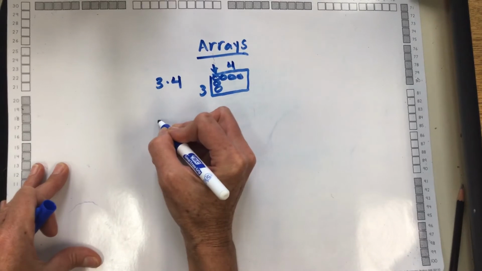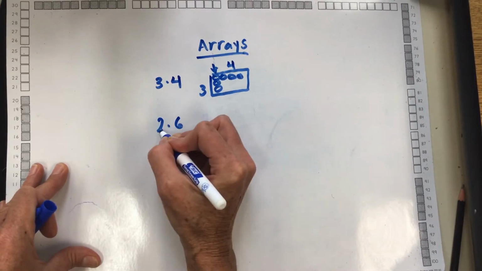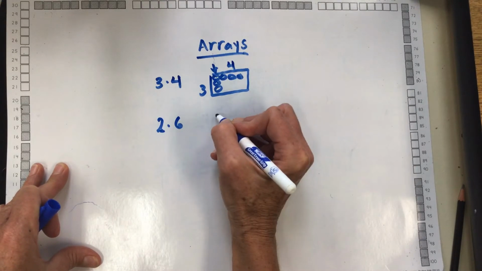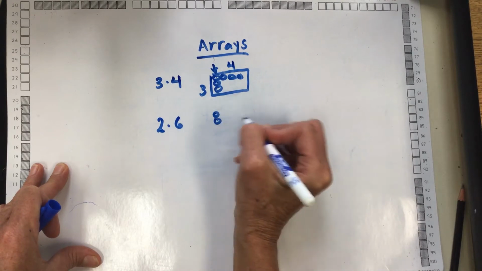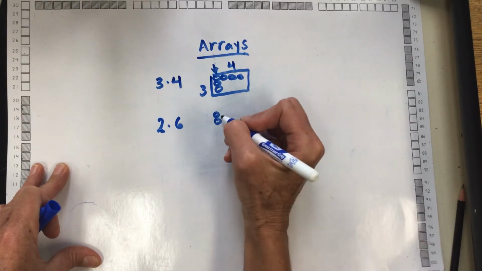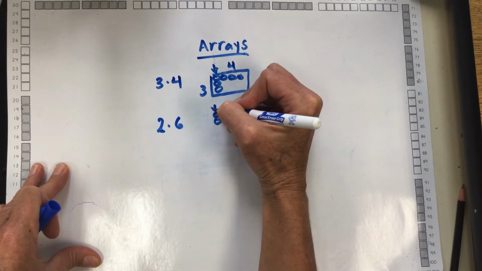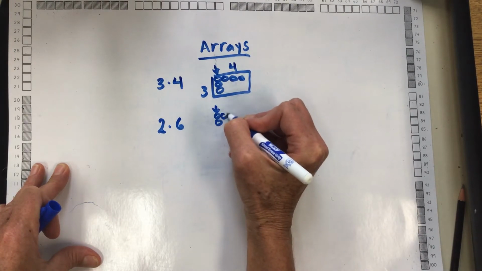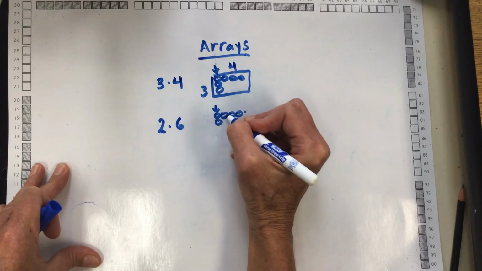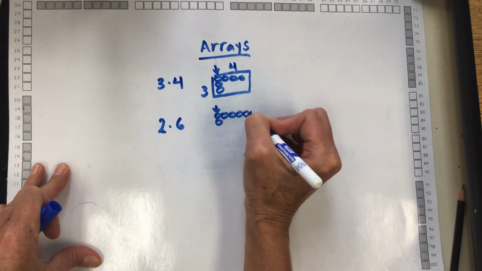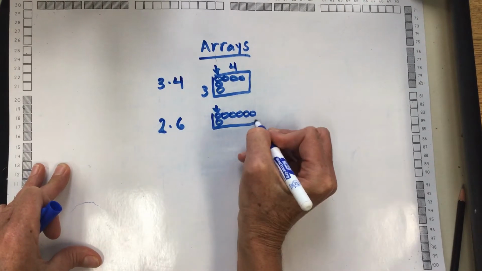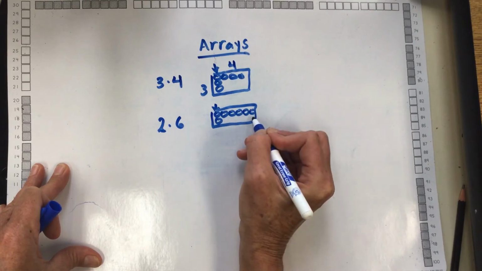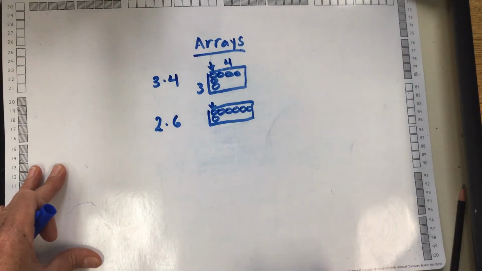I'll do another one. Maybe I'll do a 2 by 6, 2 times 6. So I'm going to have 2 rows going across, and I have 6 in each row. So I have my first one, an arrow towards that. 1, 2, 3, 4. 1, 2, 3, 4, 5, 6. And it's a fast array. I know I have 6 on the bottom too, but it's a quick way of drawing my array.